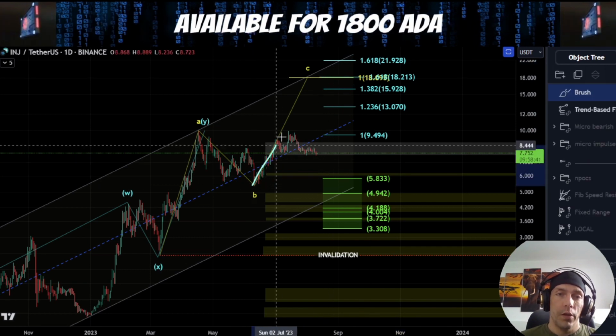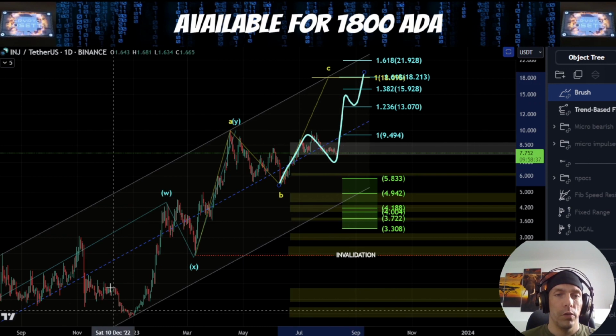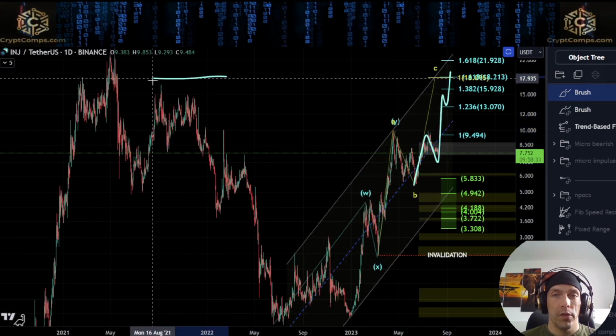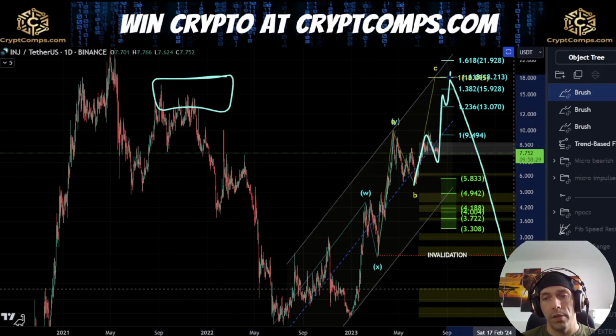If we do see this actually develop as a 5-wave move to the upside, we need to be cautious because this could actually then confirm the end of this structure and could look to push us up into these highs here that we discussed earlier before looking for that bigger C wave to the downside.